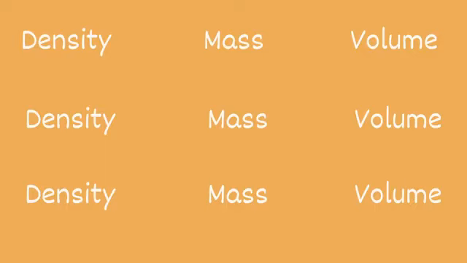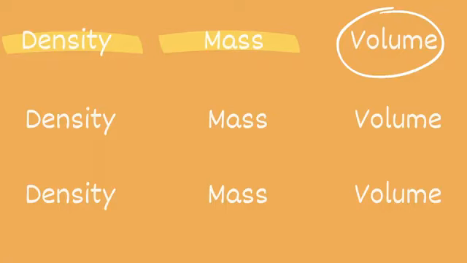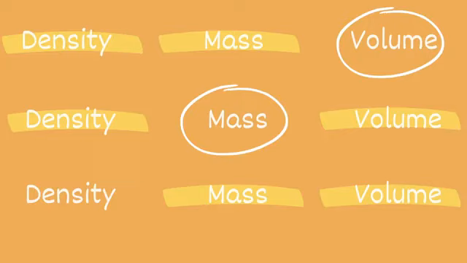So you'll either be given the density and mass, and then you have to solve for the volume, or you'll be given the density and volume and have to solve for the mass, or you'll be given the mass and volume and have to solve for the density.